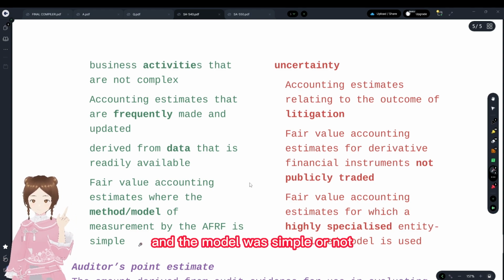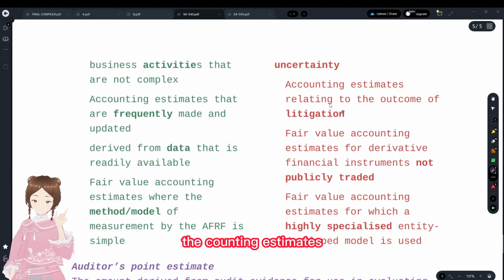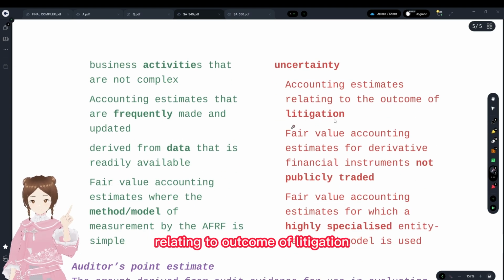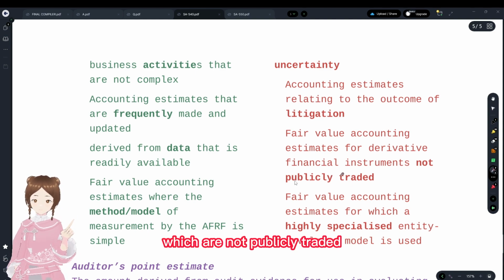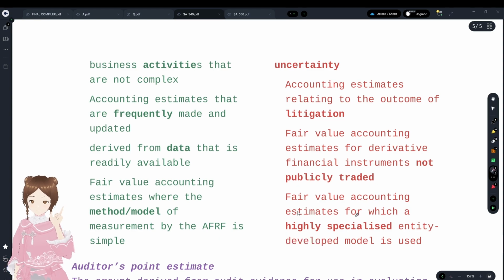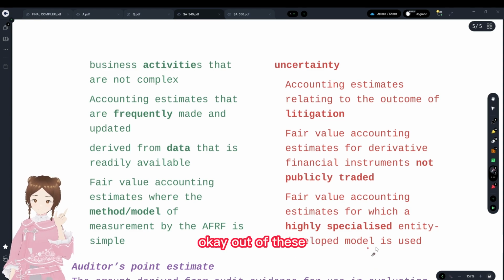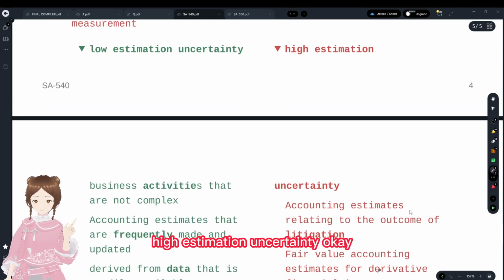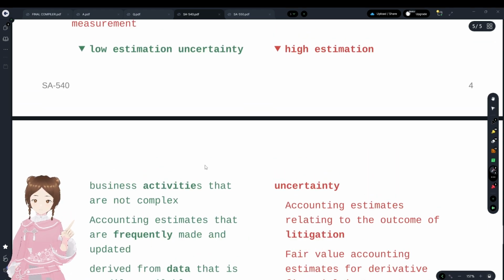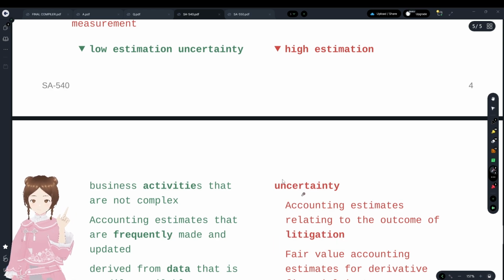And with regards to high estimation uncertainty: the accounting estimates relating to the outcome of litigation, fair value accounting estimates of financial instruments which are not publicly traded, and fair value accounting estimates which use a highly specialized entity-developed model. Out of these, they were highly uncertain, with high estimation uncertainty. And you have to remember these.